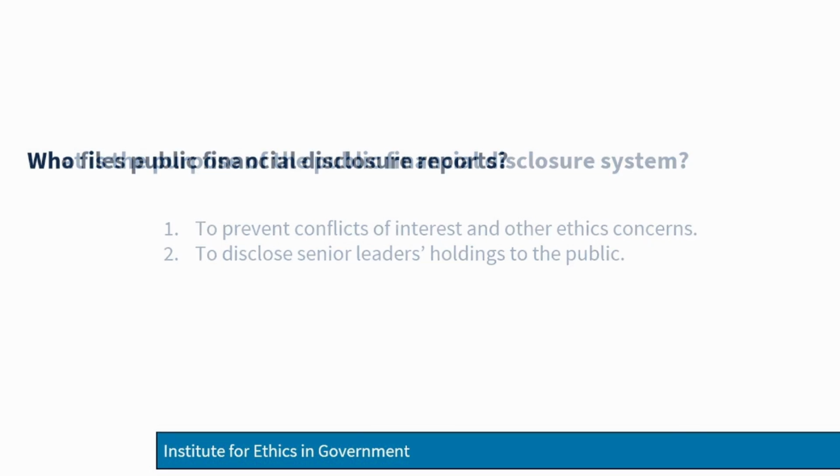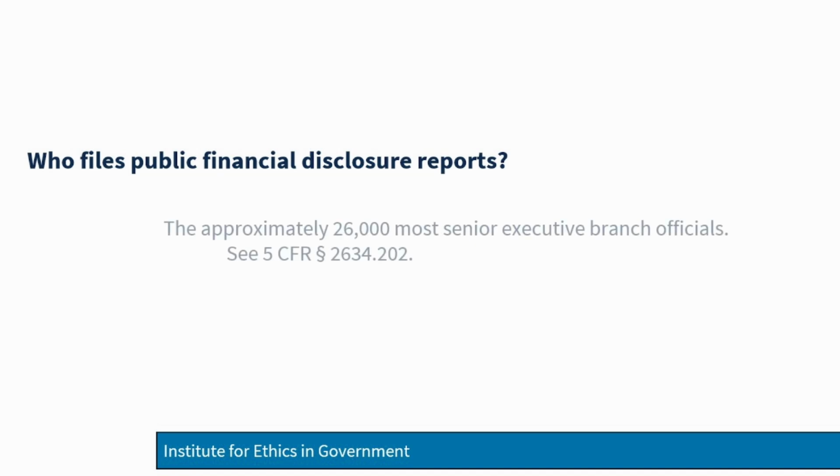So who files these reports? There are approximately 26,000 public financial disclosure filers in the executive branch, comprising primarily agency executives. Essentially, anyone above the general schedule is required to file. This includes career and non-career senior executive service officials, all the way up to the president and vice president. You can learn more by reading OGE regulations at 5 CFR 2634.